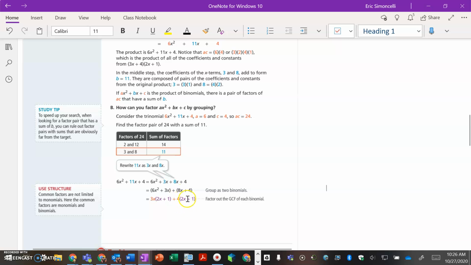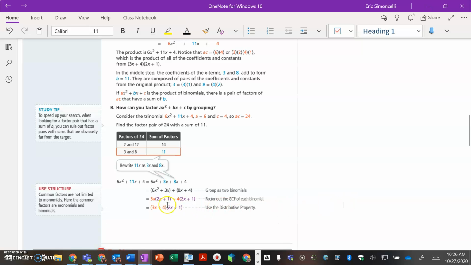8x divided by 4, of course, being 2x. 4 divided by 4, of course, being 1. The beautiful thing about these two sets of parentheses, which they have marked in purple, is that they're identical. And because they're identical, you know that it is in fact properly factored. In the next step, you have another GCF.